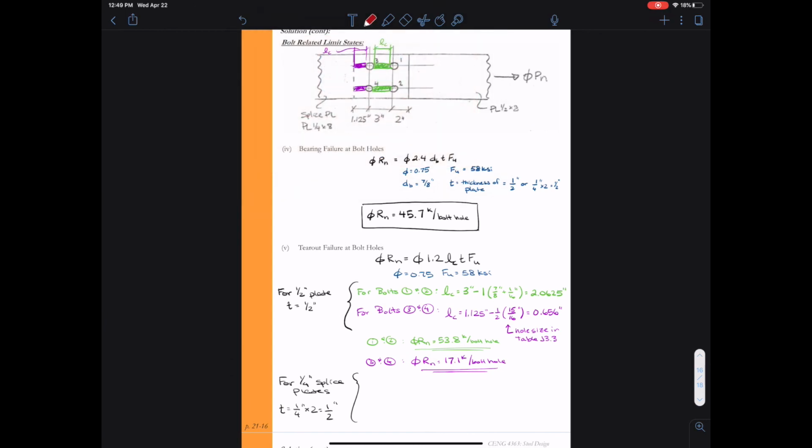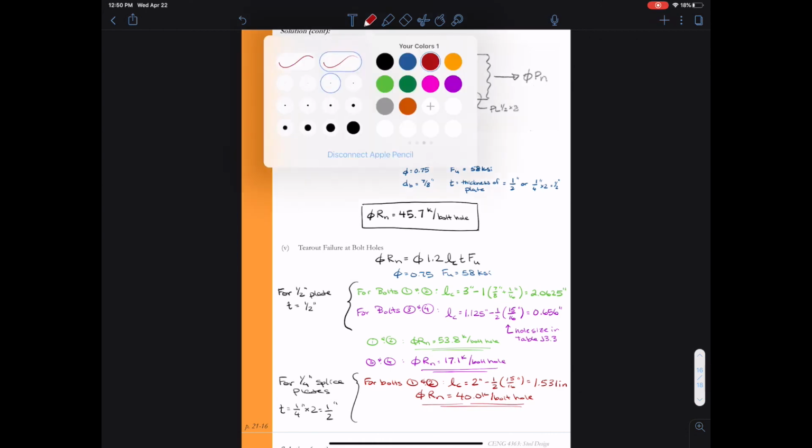Now when I look at bolts 1 and 2, I'm worried for the splice plates that bolts 1 and 2 are going to rip out the right edge of the splice plates. So I've shaded that there in red above in the figure. For bolts 1 and 2, my L sub C is going to be the clear distance from the edge of bolts 1 and 2 to the edge of the splice plate. So that's going to be 2 inches minus 1/2 of the hole diameter, 15/16 inch, which gives me 1.531 inches. Again, plugging that into phi Rn gives me 40.0 kips per bolt hole.